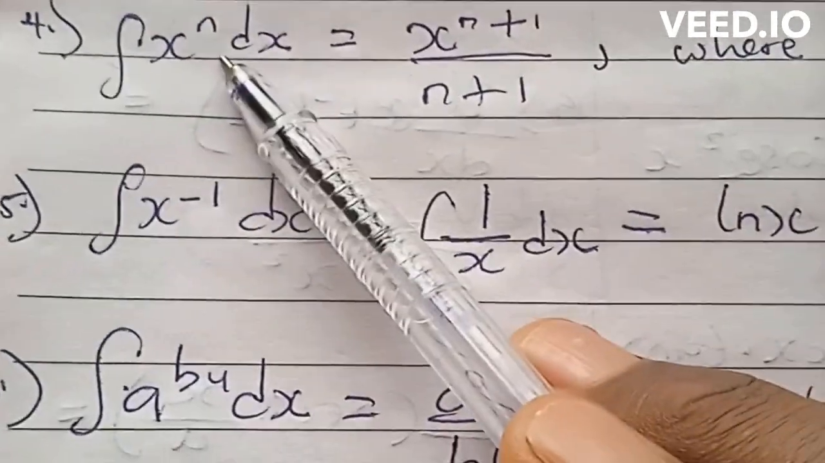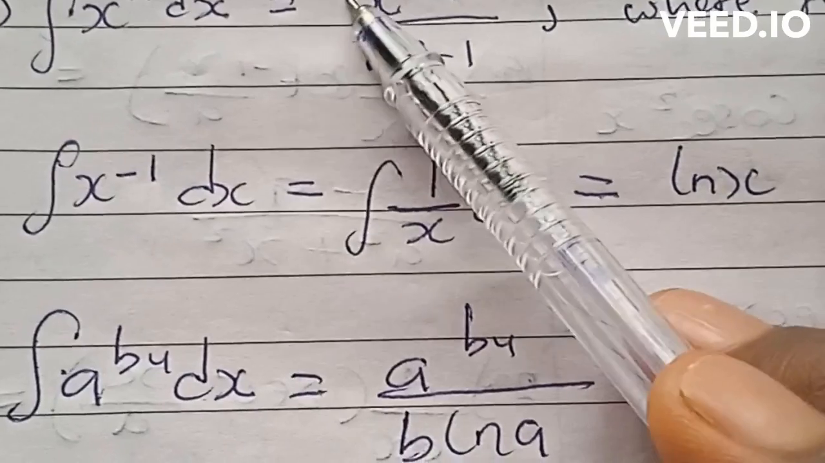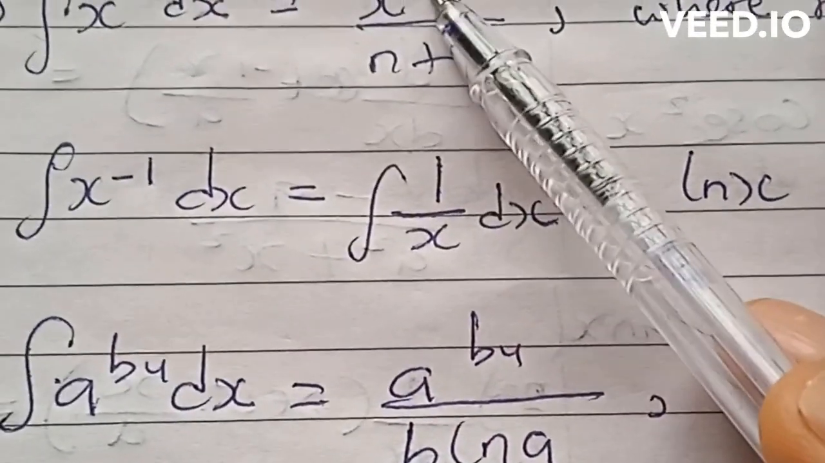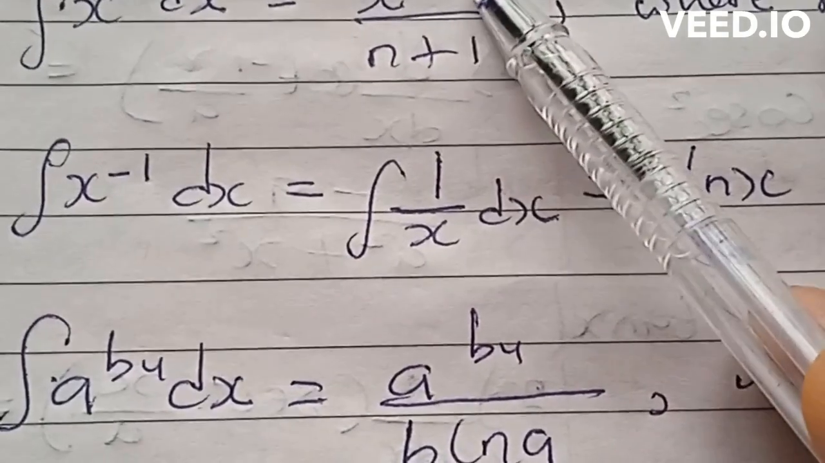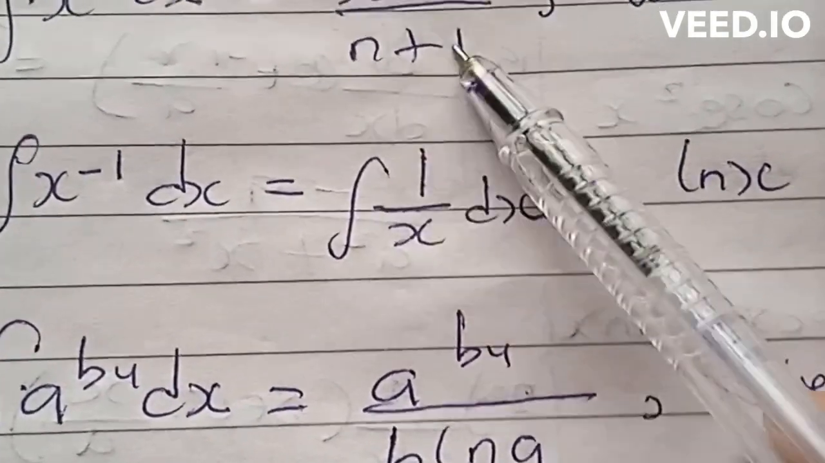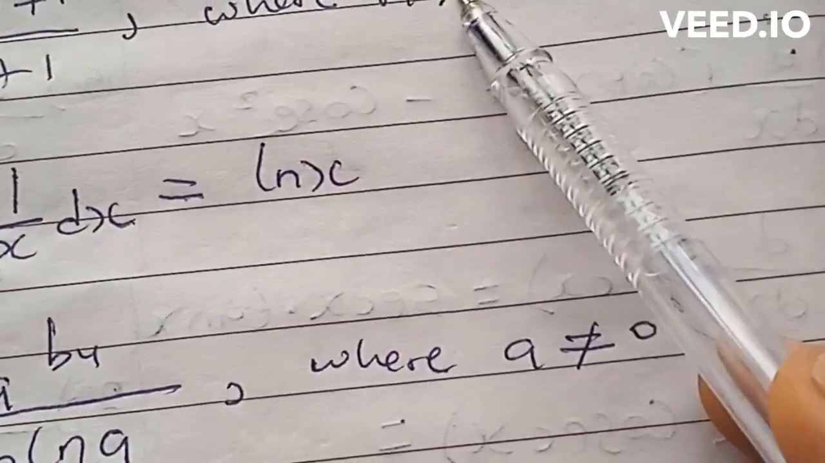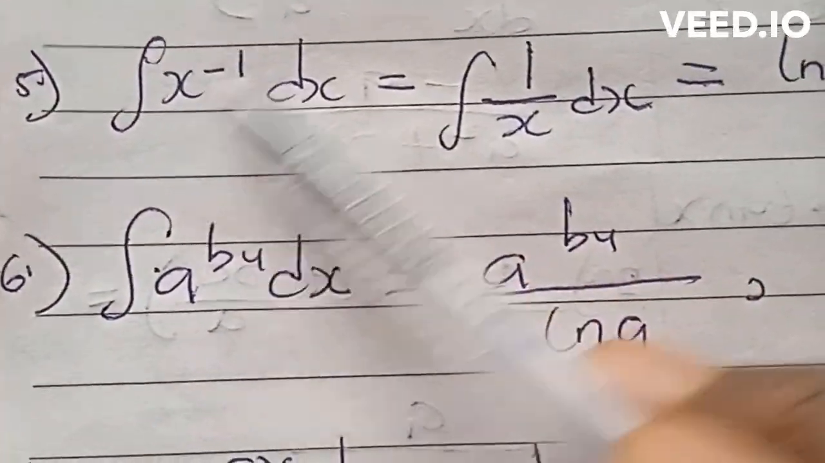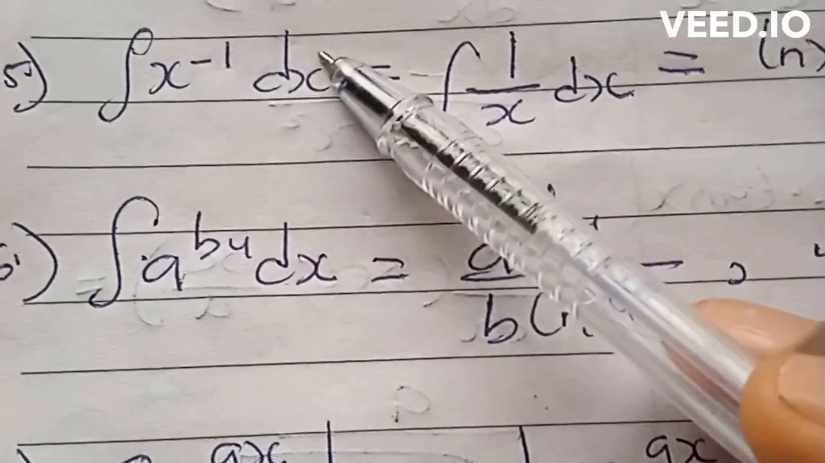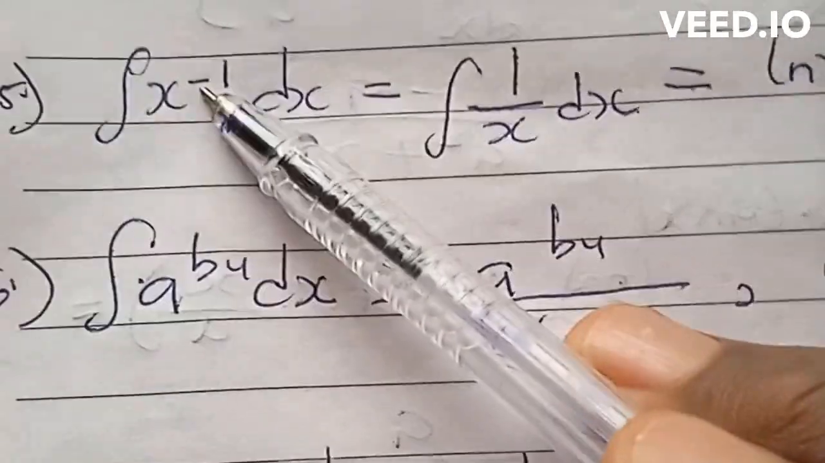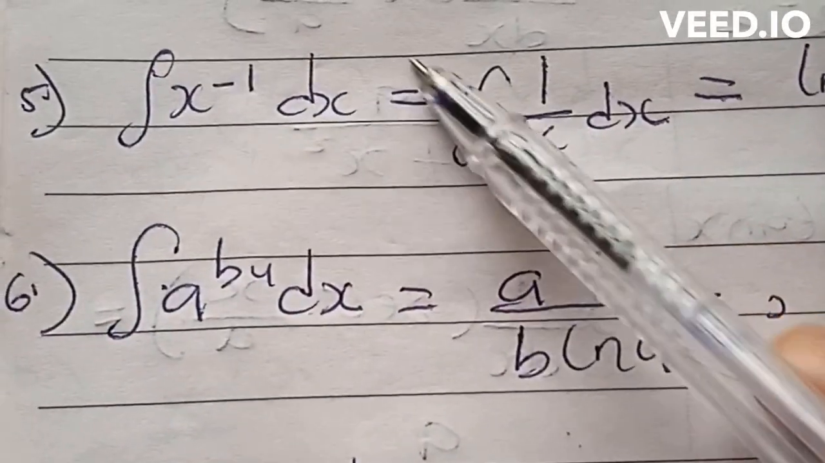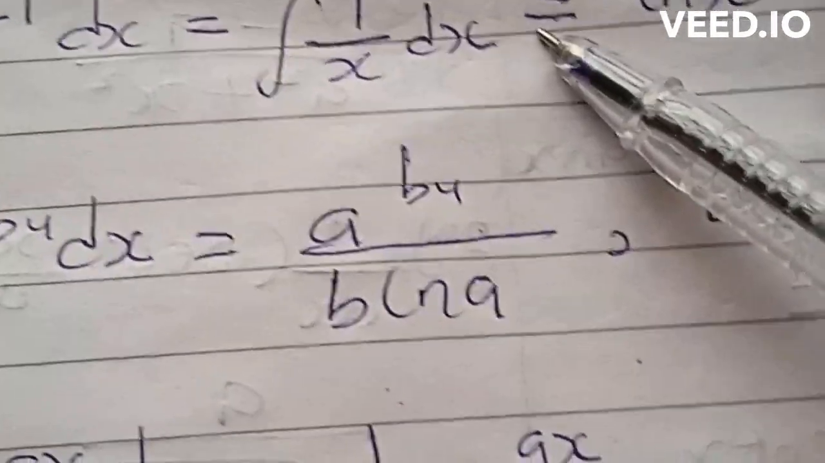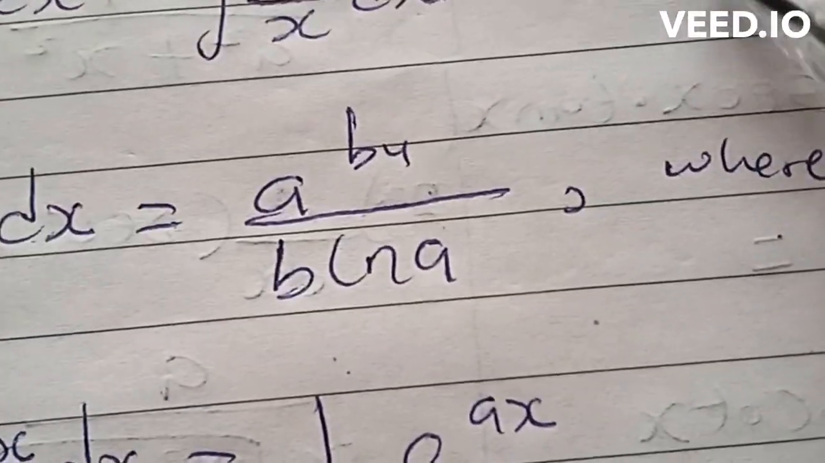Integrating x to the power n with respect to x, you have x raised to the power n plus 1 all over n plus 1, where n is not equal to minus 1. But when n is equal to minus 1, integrating x raised to the power minus 1 with respect to x, remember x raised to the power minus 1 is the same thing as 1 over x. So the integral of 1 over x with respect to x will give you the natural log of x, ln x.